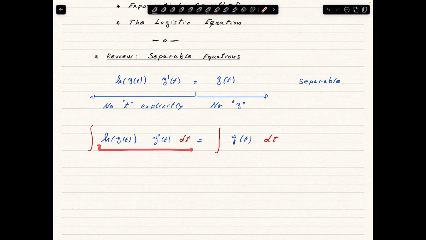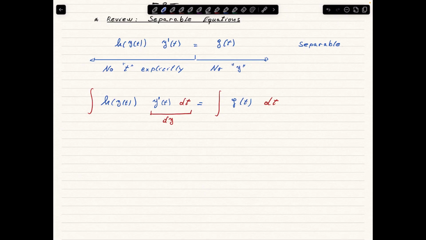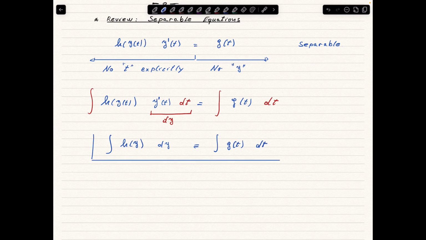On the left side of the equation we can always do a substitution, where y is the new variable of integration, dy. If we do that, we are integrating the function h of y dy, and on the other side is an integral of the function g of t dt, t the variable of integration. Once we perform the integrals, this is the solution of the equation in implicit form. No more derivatives.